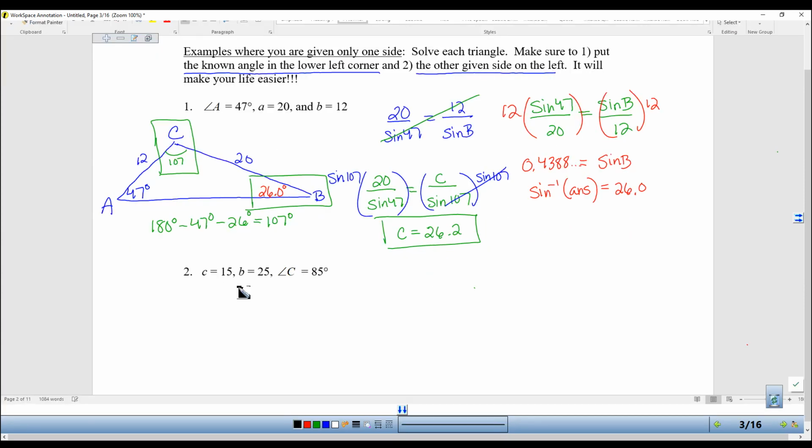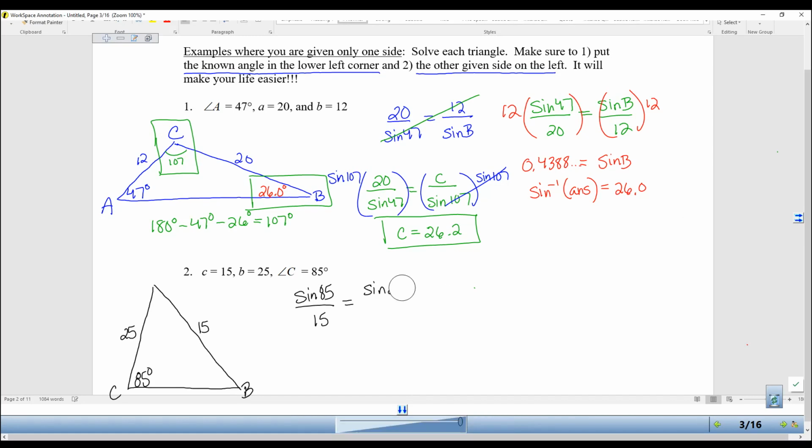So angle C, and this is 85 degrees. You should probably draw it pretty steep to show that it's 85. And then I'm going to put the 15 on the other side. So if this is C and this is 85 and this is 15, then always put the other one, in this case B, over here, 25. So when I go to do it, I'm going to be finding the angle. So let's put the angles on top. Sine of 85 is to 15 as sine of B is to 25.